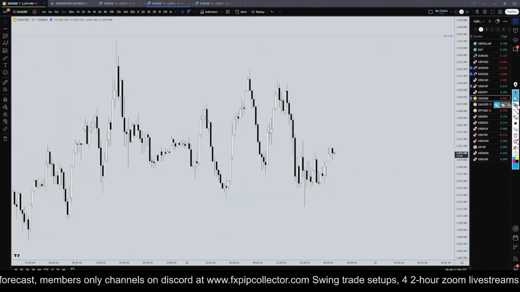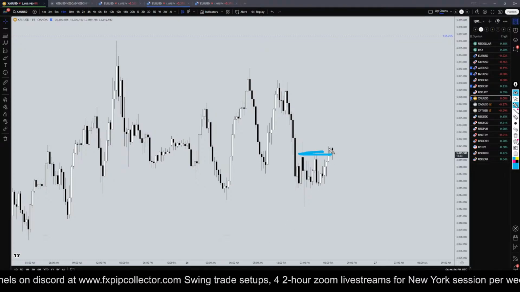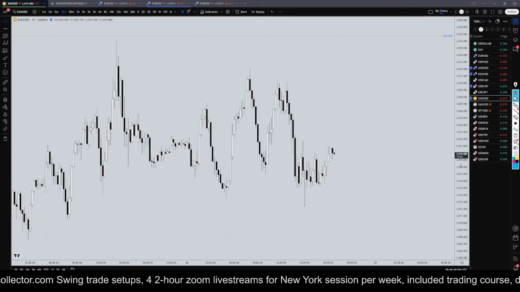Looks like we just got a break of structure too, so keep an eye out for pullbacks. This might start to move up throughout the Asian session. Yeah, it's going to be interesting.